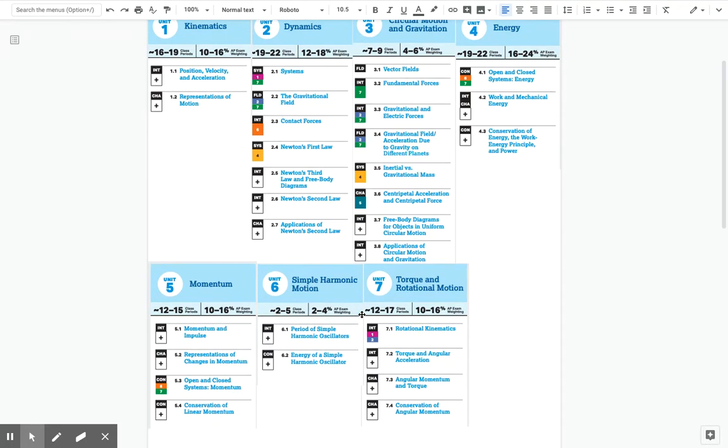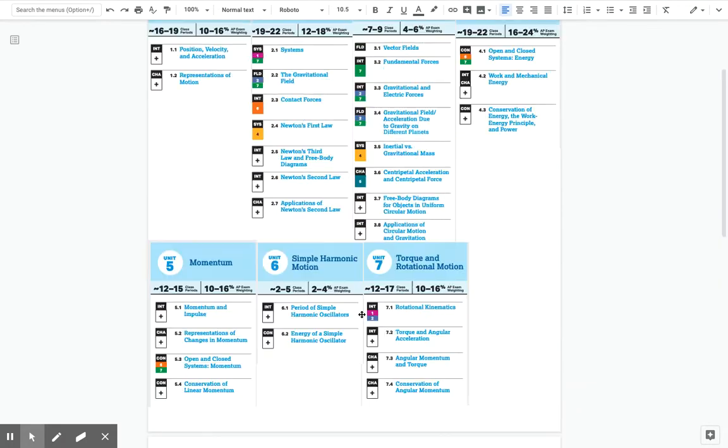Okay, our previous unit was momentum, so momentum and impulse in open and closed systems. Basically, the AP exam will focus on one-dimensional momentum. It's very rare that they mention two-dimensional because it clarifies linear momentum. So we're looking at conservation of momentum in one dimension.